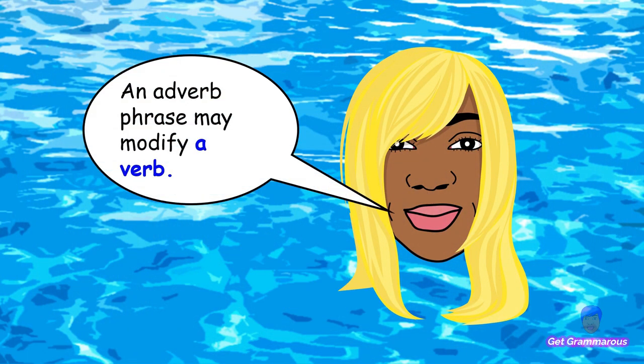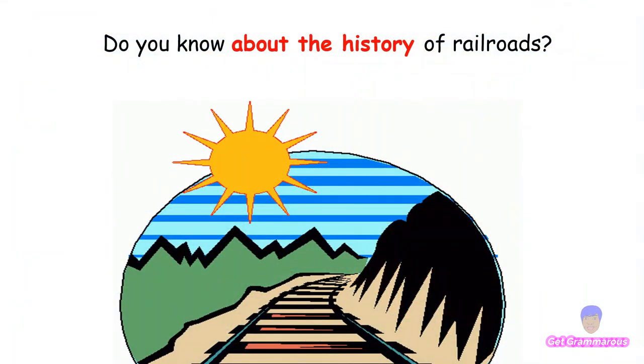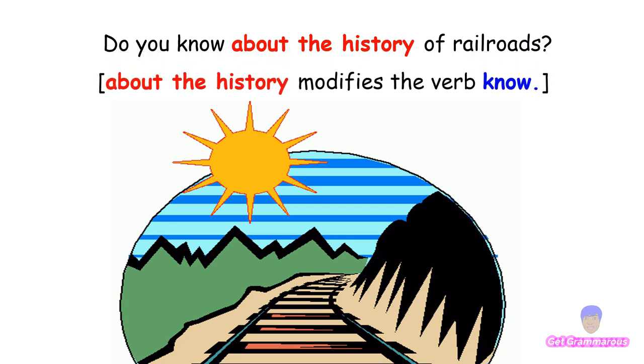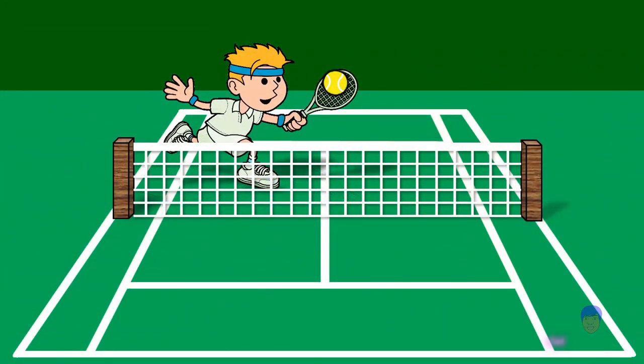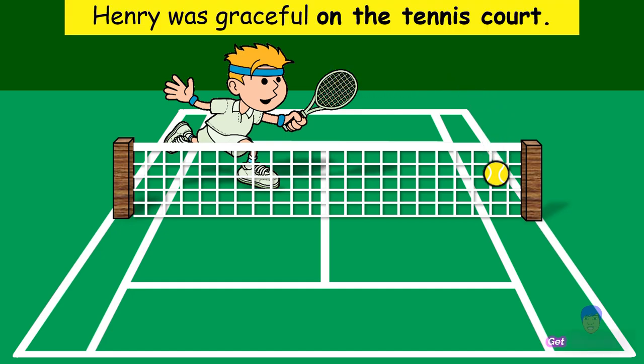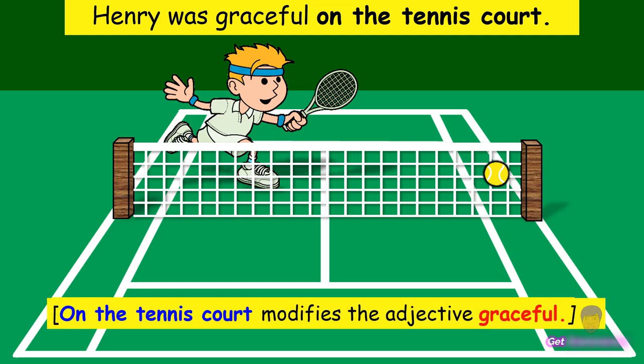An adverb phrase may modify a verb. For example, do you know about the history of railroads? The adverb phrase about the history modifies the verb know. An adverb phrase may modify an adjective. For example, Henry was graceful on the tennis court. The adverb phrase on the tennis court modifies the adjective graceful.